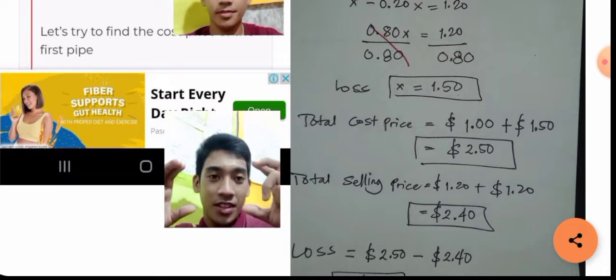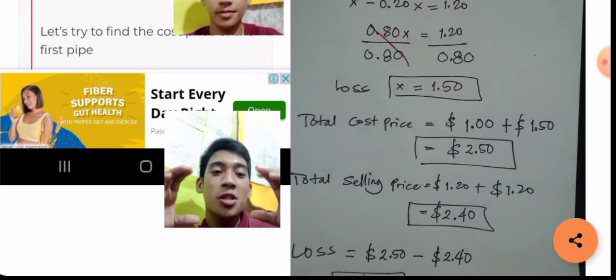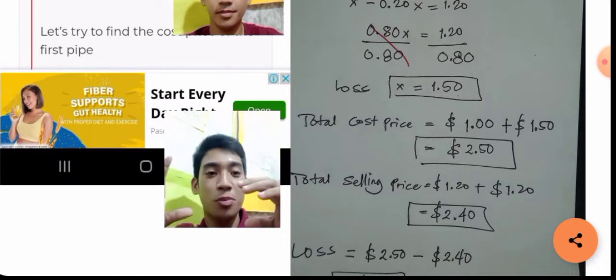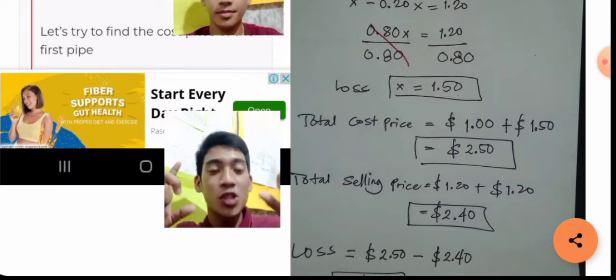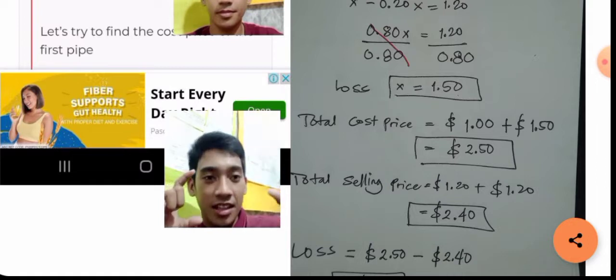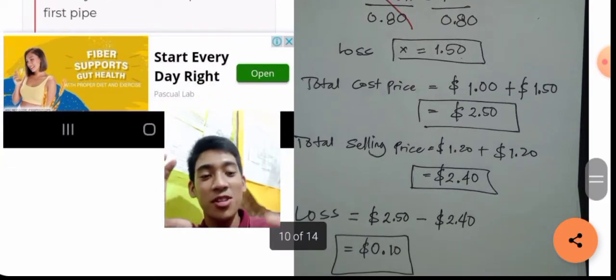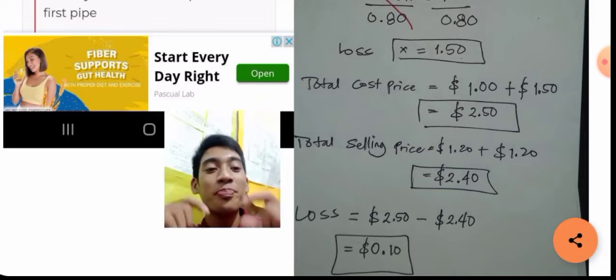Again, this man has a motorcycle accessories store. He bought two pipes from the supplier. He bought them for $1 and $1.5, which is $2.5. Now that seller will sell the pipes to the buyer at 1.20 and 1.20, which is 2.4. So there is a loss. $2.5 minus 2.4, there is a loss of $0.10.